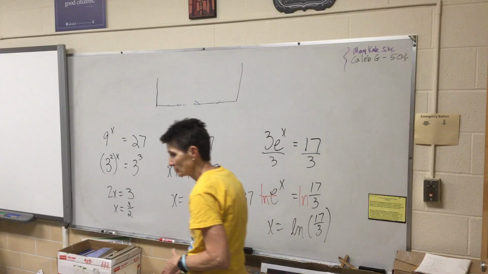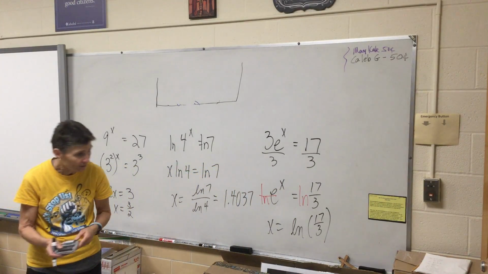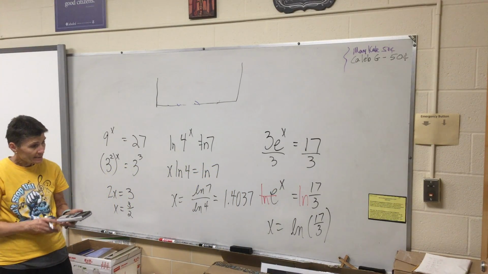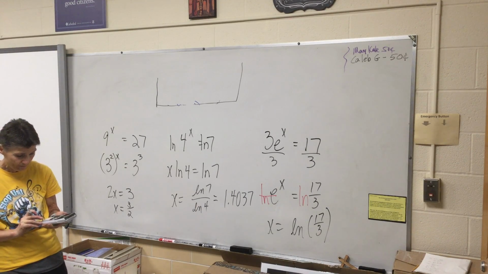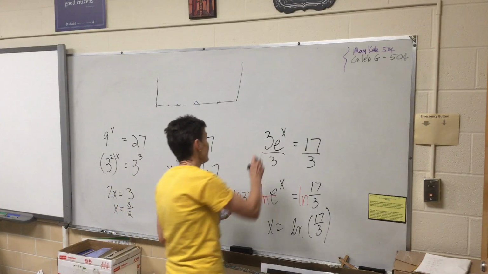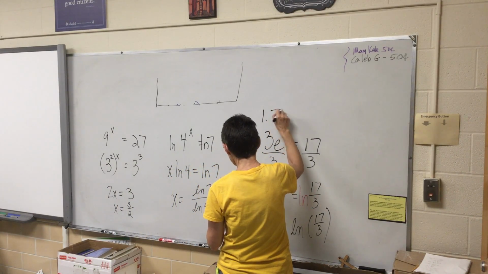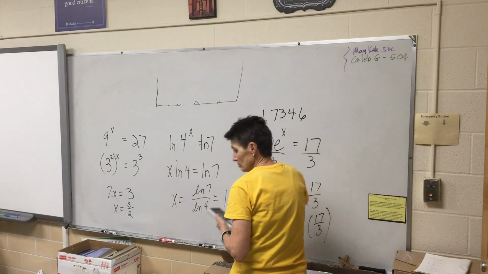Okay, that makes sense. So then I go to my calculator and I type in ln 17 divided by 3. And that answer is 1.7346.